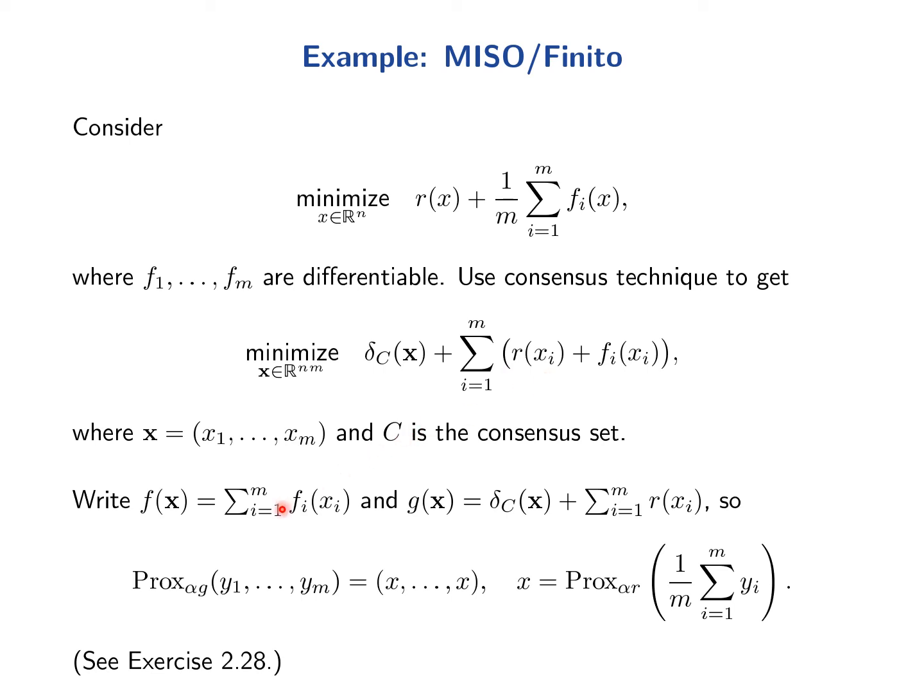To apply operator splitting, we split these three terms into two parts. The first part is a separable function of the fi's, and the second part is the indicator function plus the sum of R(xi)'s. Although this function is non-separable due to the indicator function, it has a simple prox formulation from the previous exercise. That is, no matter what the input is, the output is a vector where all subvectors xi equal one another and equal prox R of the average of the input yi's.